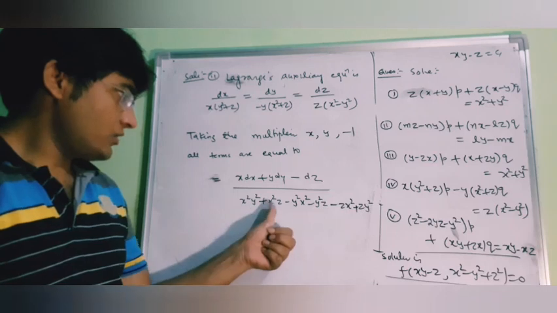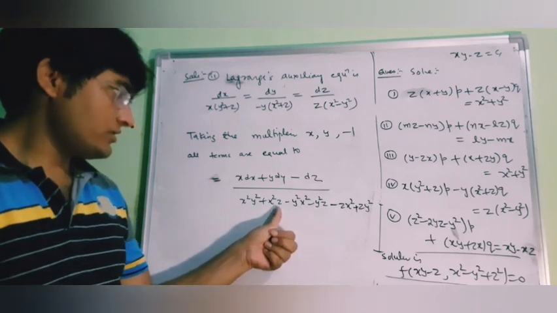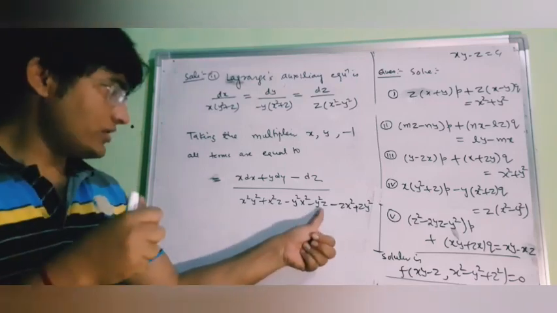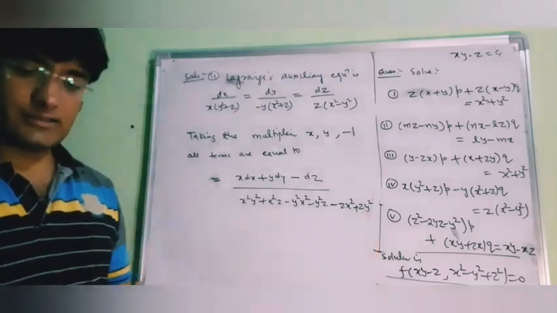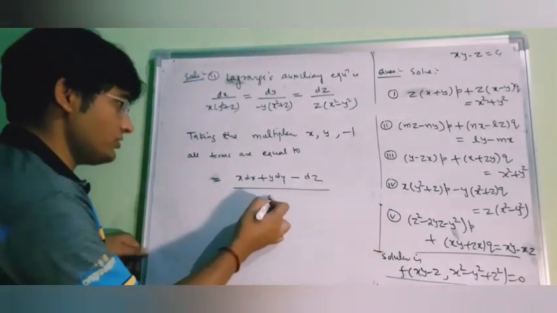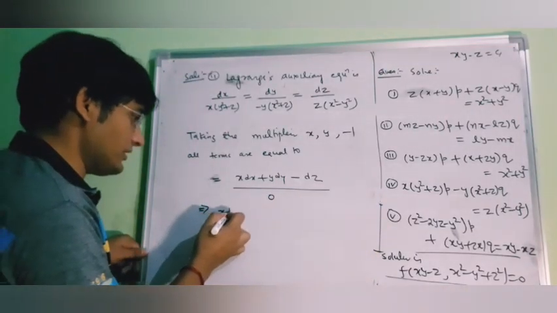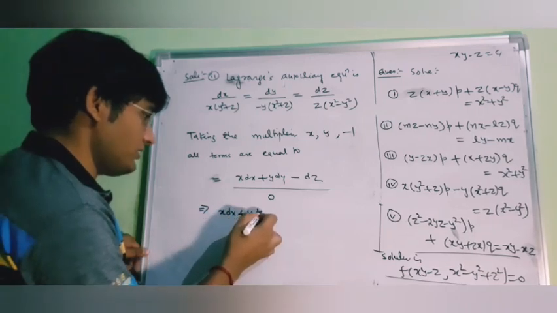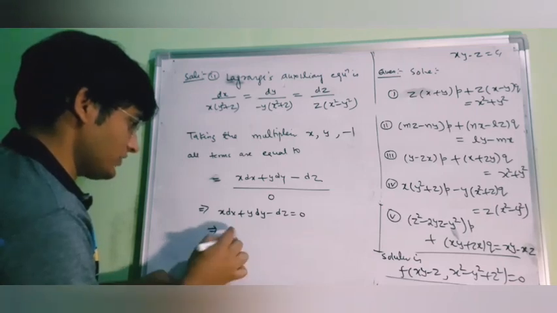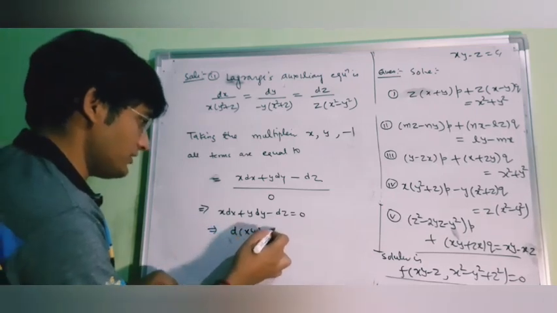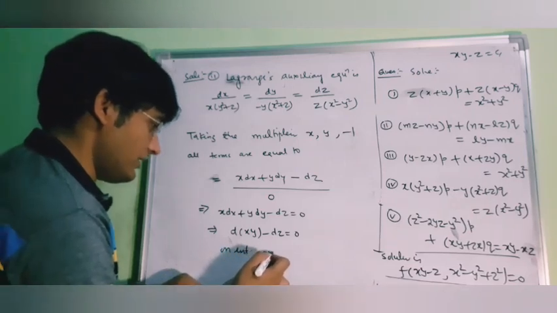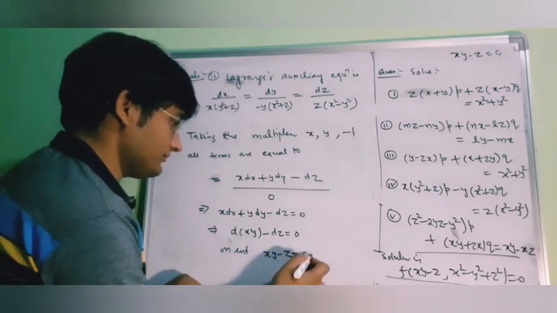Now let us see. This x square y square will be cancelled with this one. X square z is cancelled with this one. And then y square z and this z y square will be cancelled. So you can see that this whole denominator is 0. So on cross multiplication we will get x dx plus y dy minus dz equal to 0. So we can write it as d of xy minus dz equal to 0. So on integration we will get xy minus z equal to c1.